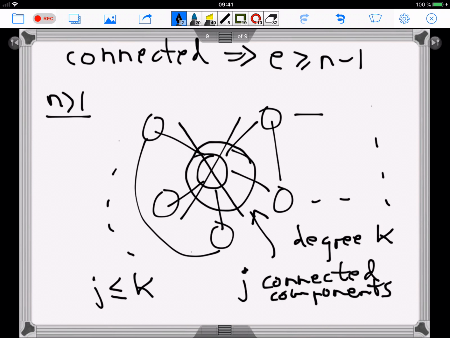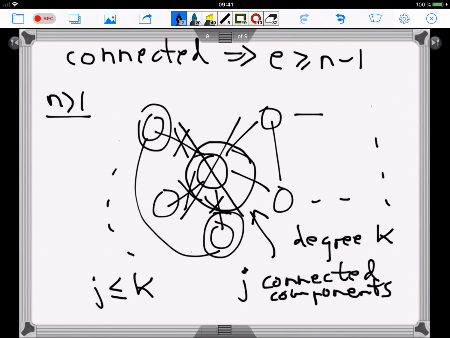Because when I remove an edge, at most I create a new connected component. Okay, so maybe I remove this edge here and then I create a connected component. But if I remove this edge here and this edge here, this vertex is connected to this one, so they remain in the same connected component. But when I remove an edge, at most I create a new connected component.